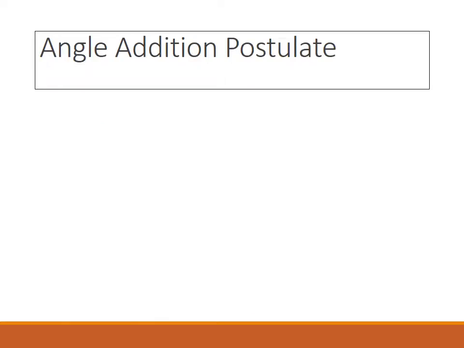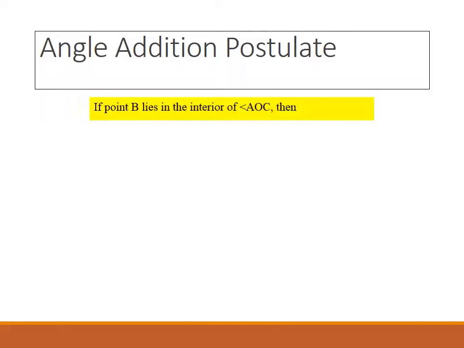Now we're going to look at angle addition postulate. Now angle addition postulate is just like segment addition postulate. It's where we're taking two parts and we're going to add them together to create a larger one. So if point B lies in the interior of angle AOC, then, now interior means it's lying in between the angles. So we have a point floating around in there. Now I'm going to read what the angle addition postulate is, and then I will describe it.